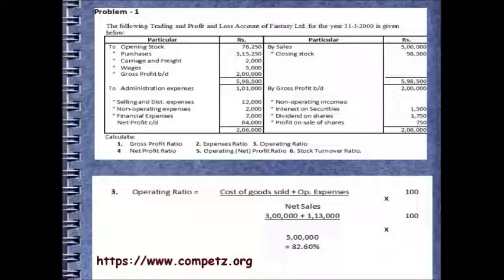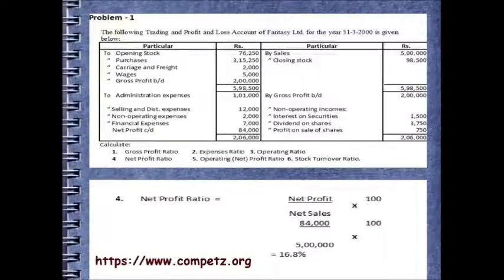So you will get 3 lakhs as COGS, cost of goods sold, plus your operating expense, which we have just discussed in the previous slide for expenses ratio. Operating expenses are here: administrative expense 1,01,000 and your selling and distributive expense 12,000. Together that will be 1,13,000 operating expenses, divided by your net sales, which is in the credit side of trading account, 5 lakhs. 3 lakh plus 1,13,000 divided by 5 lakh multiplied by 100 is equal to 82.60%. That is your operating ratio.